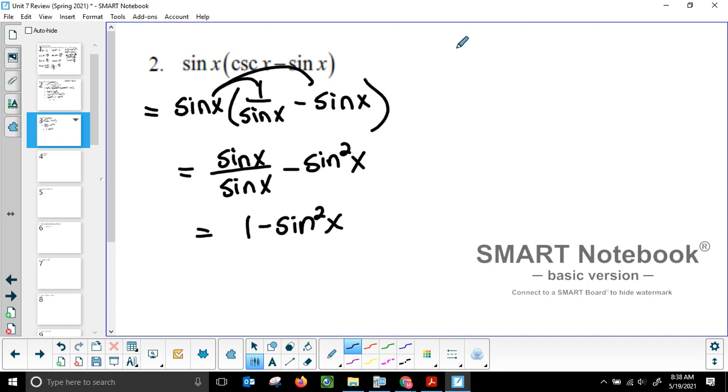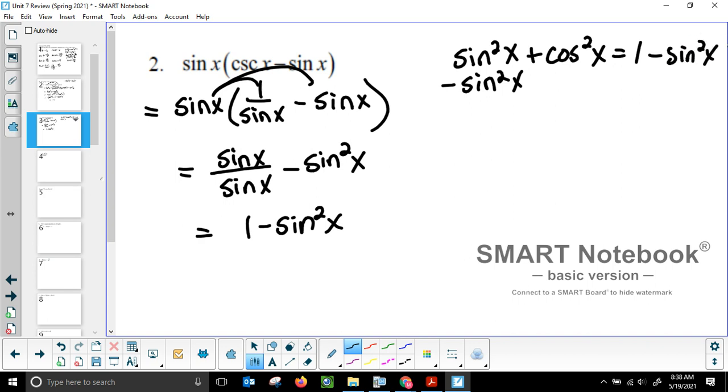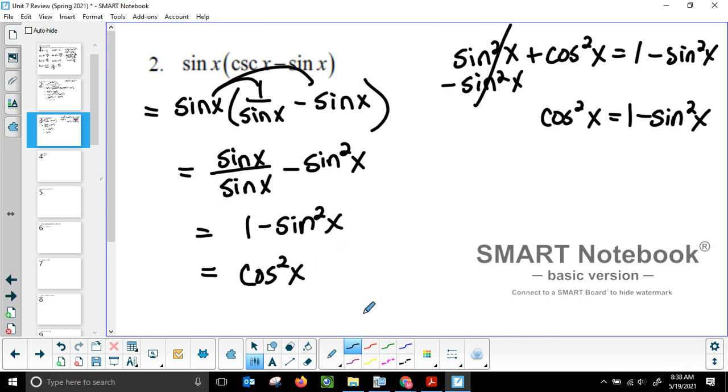So our Pythagorean identity with sine x in it says that sine squared x plus cosine squared x is equal to 1. Well, we want to manipulate it so that one side of our equation looks like this. How about we just subtract sine squared x from both sides? These will cancel, and I'm left with cosine squared x is equal to 1 minus sine squared x. So I know that this whole thing right here is simply equal to cosine squared x. Done.